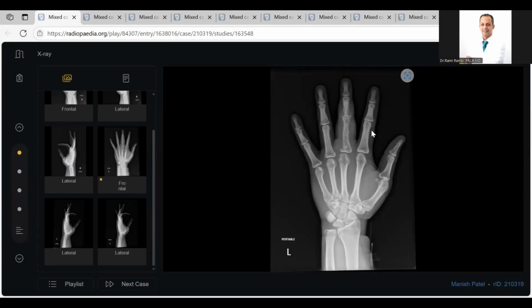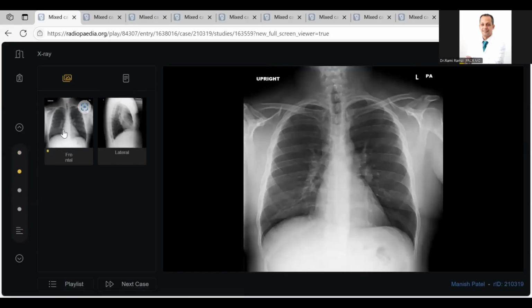So my differential would be sarcoidosis. What will you do next? Sir, I want to reconfirm the other manifestations of sarcoidosis and look at the lung findings as well.